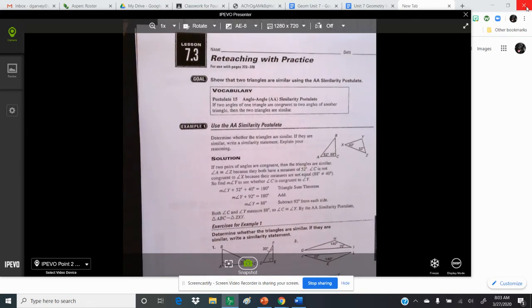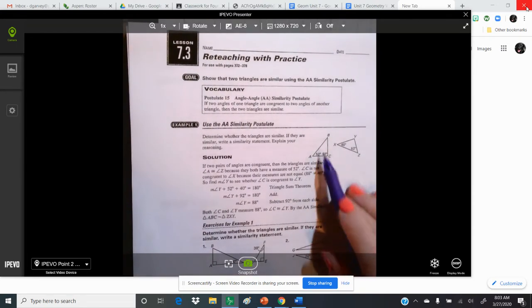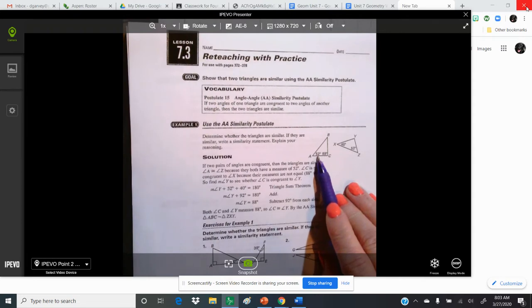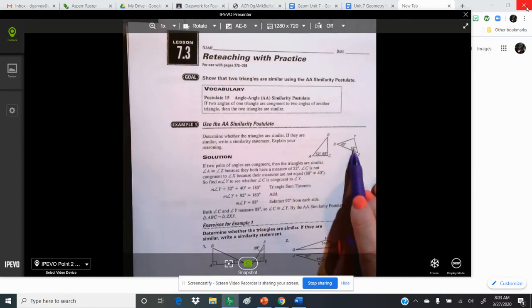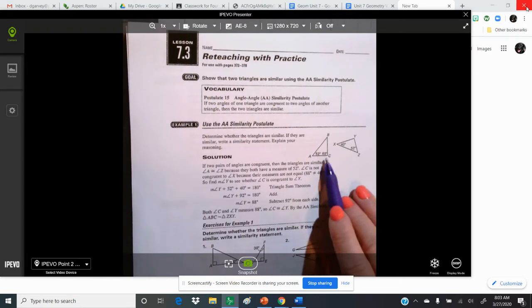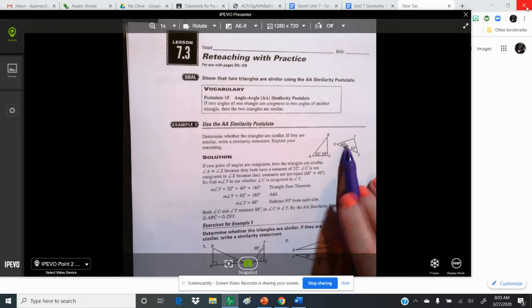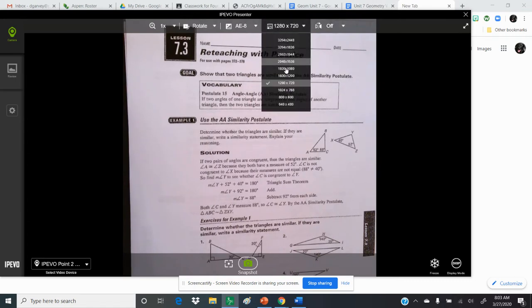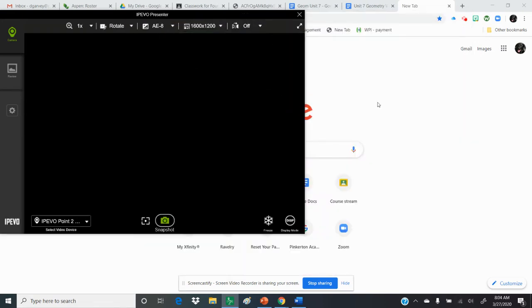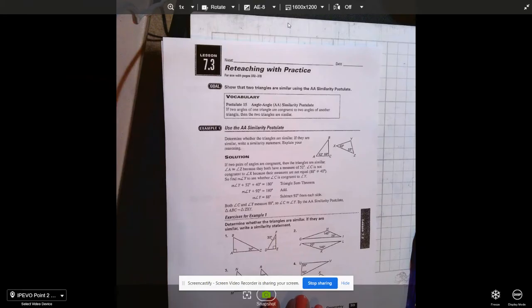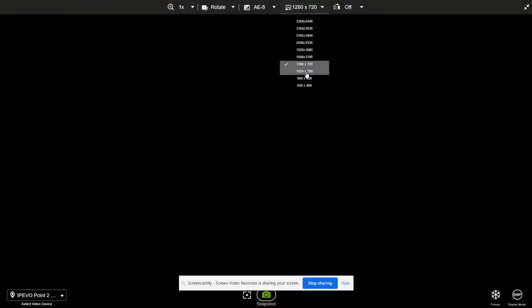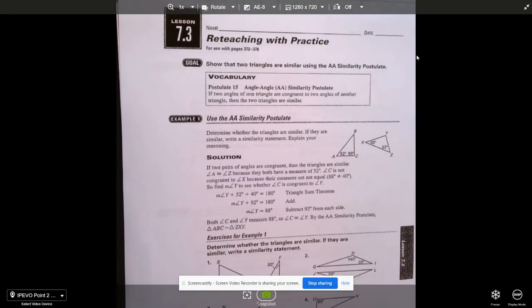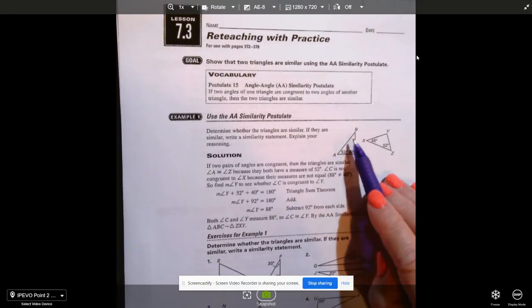So if you take a look in its simplest form here, if you have a triangle here, this has 52 degrees, and this one has 52 degrees. But this one says 88 and this one says 40. So you can't really tell if those two are congruent or not. I'm going to make this a little bigger. Sorry. You can't tell if those are congruent or not until you find the third angle.